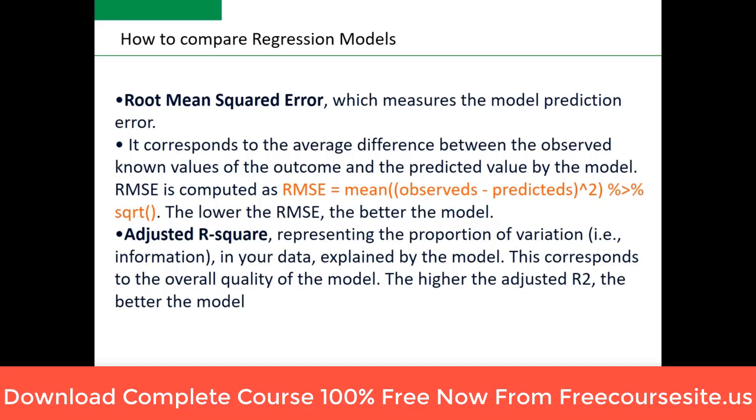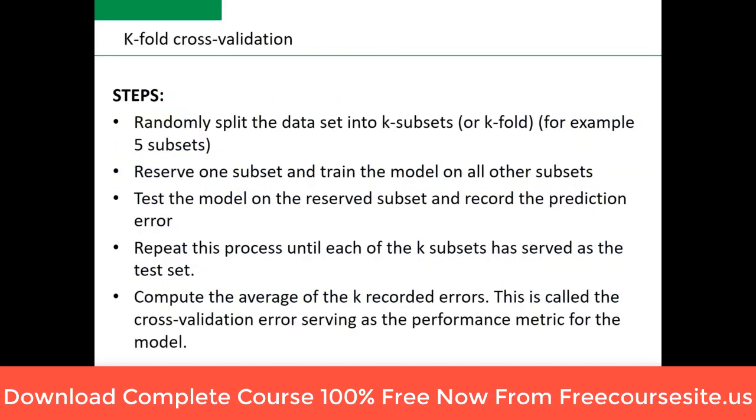There is also adjusted R-square, representing the proportion of variation in your data explained by the model. This corresponds to the overall quality of the model. The higher the adjusted R-square is, the better the model. Note that the above-mentioned metrics should be computed on new test data that has not been used to train the model. But don't worry, we are going to talk about this in detail within our course.